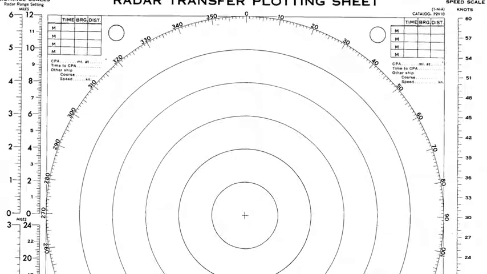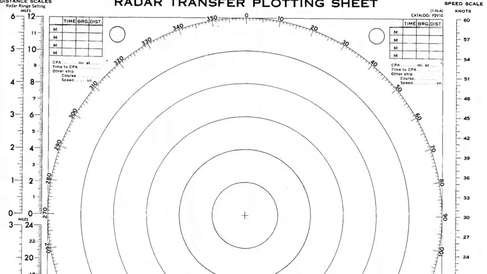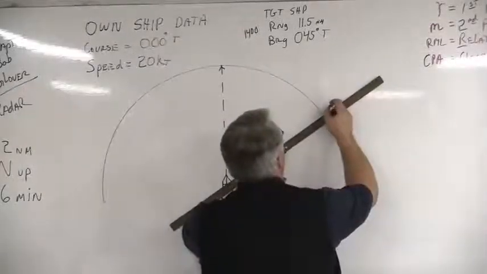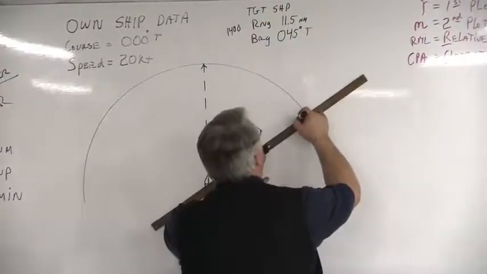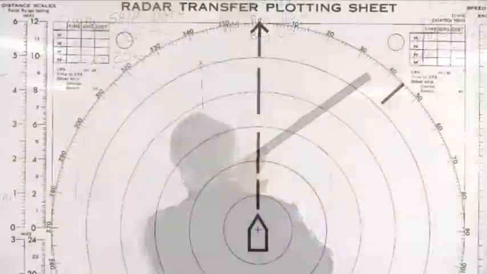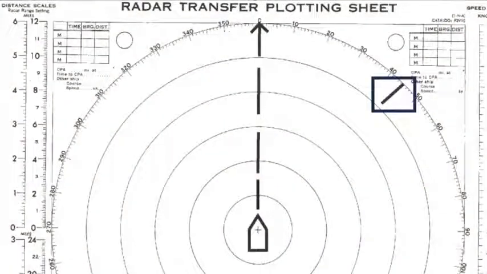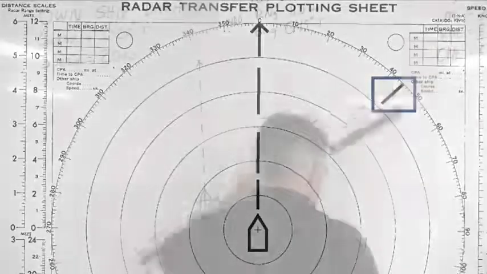And give me the exact information that you're getting. So I'm going to go out at 0.45 and make a little mark on a straight edge. Now, because I'm at the 12 nautical mile scale and the range is 11.5, I can make a little straight line here right out at the edge of my plotting sheet.